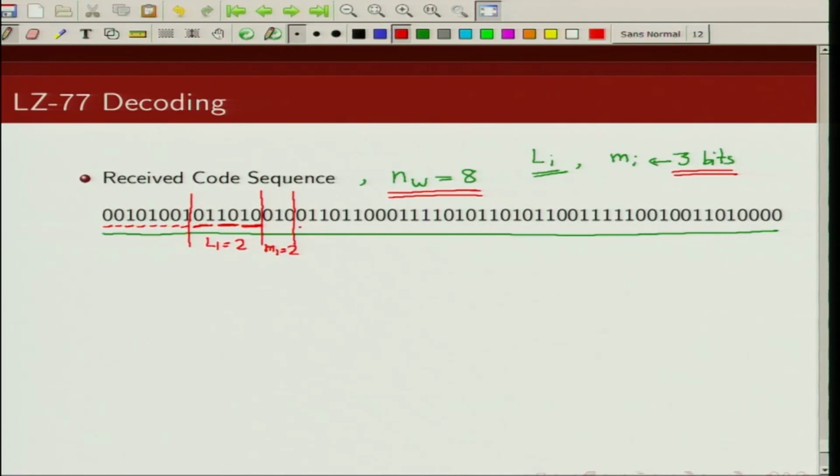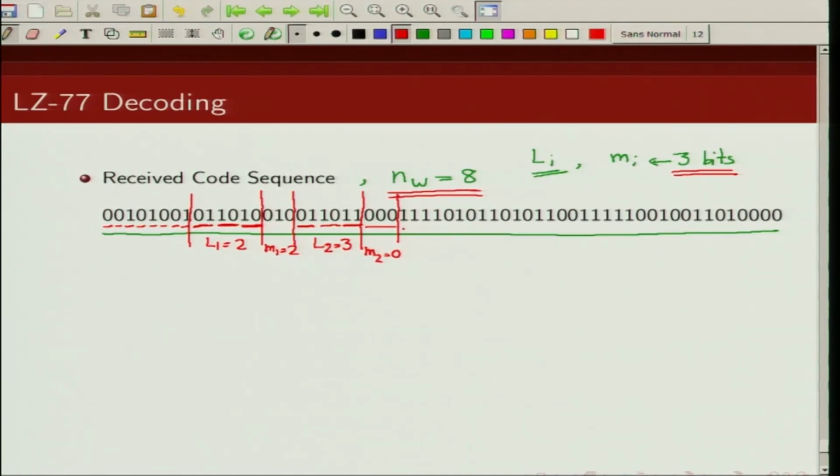Again, now I have to find L2. There is a run of single 0, so I should look at the next 2 bits. That is 2. So the number written in the next 2 bits will give me the number which has been encoded. That is 1 1, so L2 is 3. The next 3 bits are used for M2, so M2 is 0.